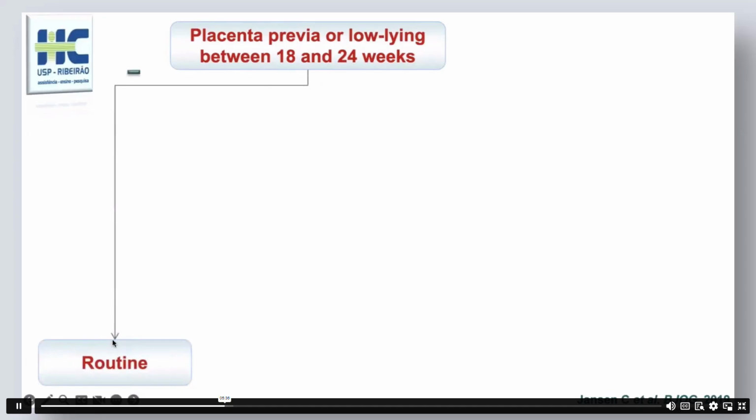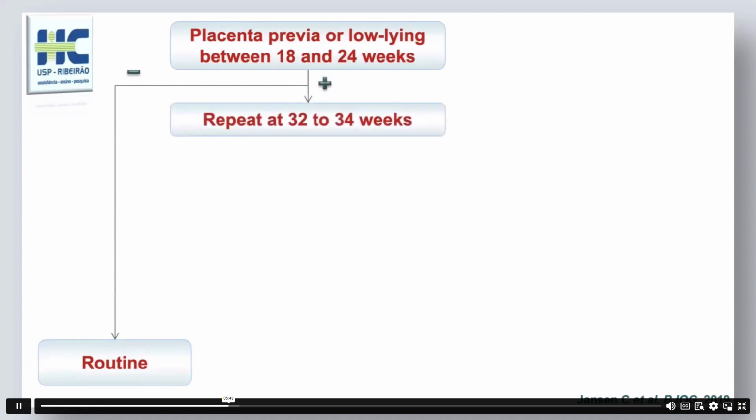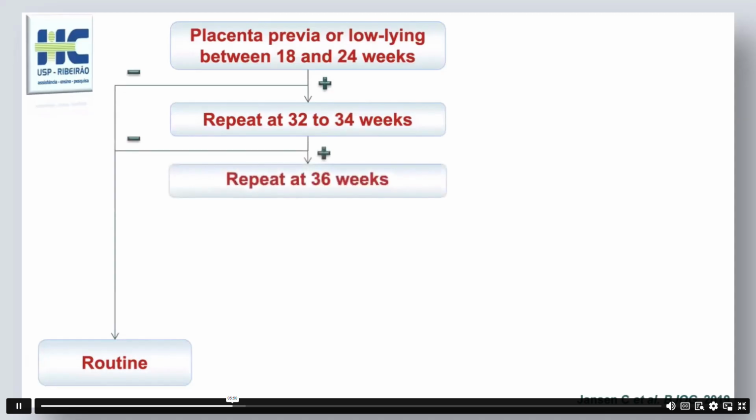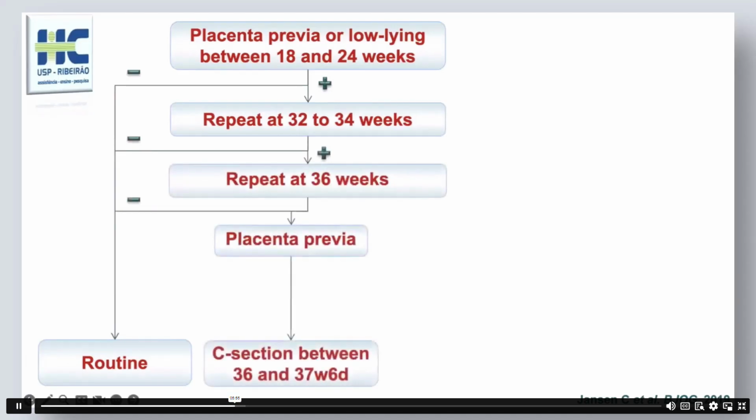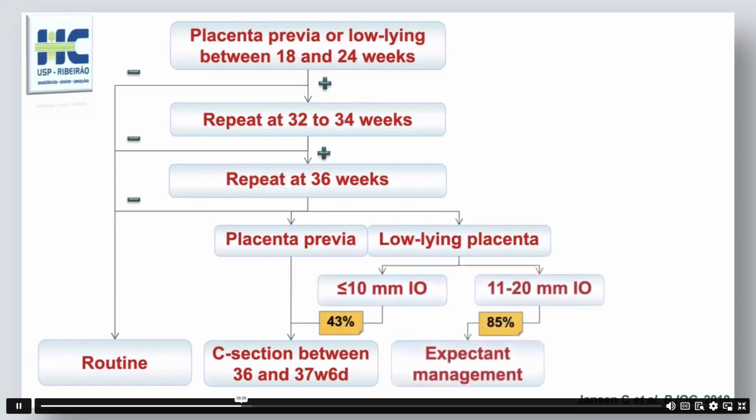And if the placenta is high, nothing must be done with regards to this condition. But if the placenta is low or previa, we are going to have to see this patient again in the beginning of the third trimester, at the end of the second trimester. And if there is a persistent placenta previa, this patient might have the need to have an elective C-section between 36 and almost 38 weeks of pregnancy. On the other hand, if the placenta is low-lying, it will depend on that measurement that I showed you in the previous slide.